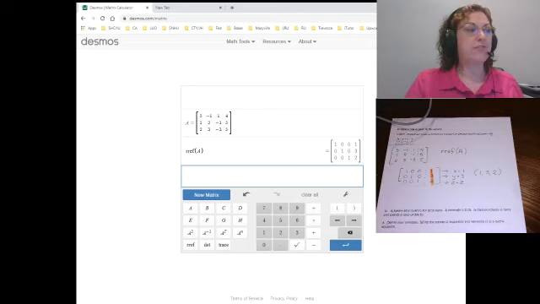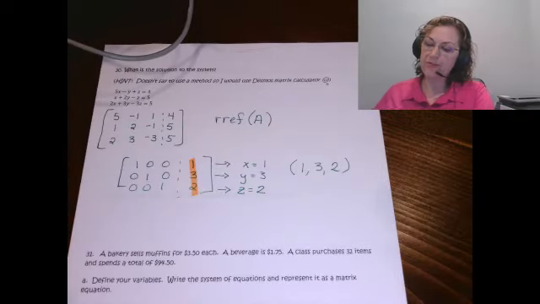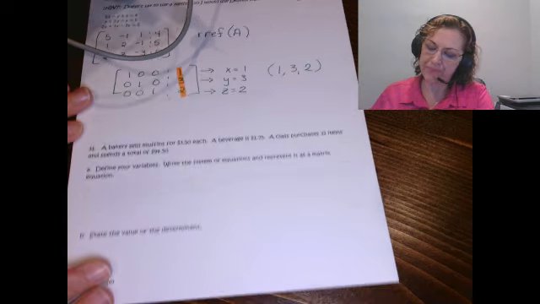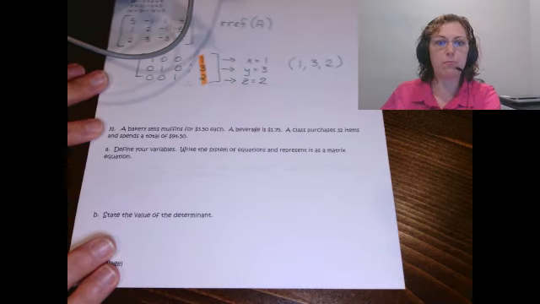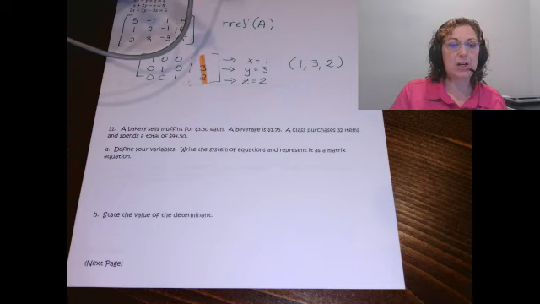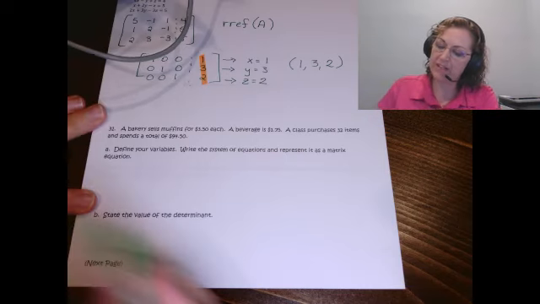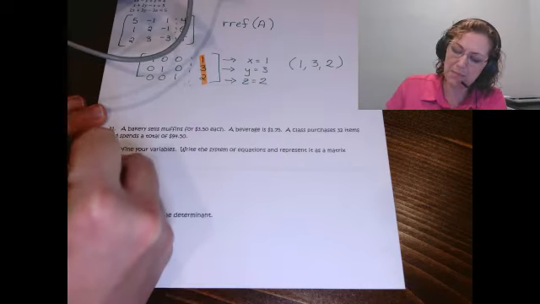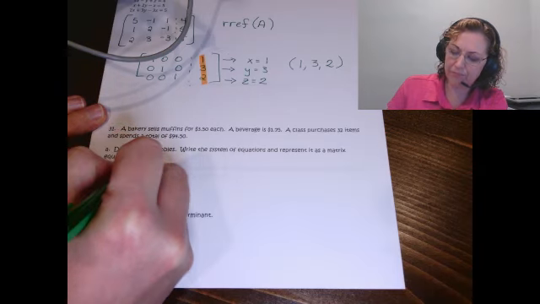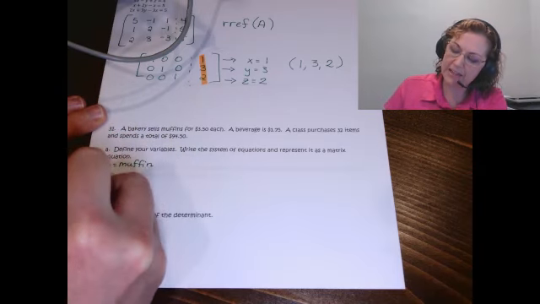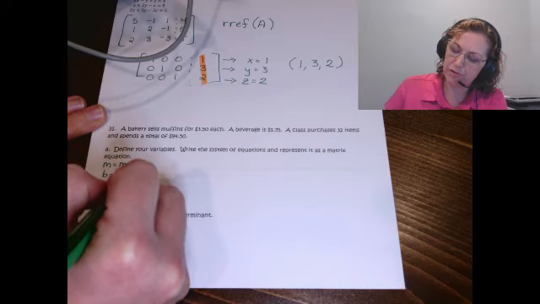All right, friends, let's switch back over to our review. We've got just a few more to go. We're told, let's look at the word problem here, number 31. A bakery sells muffins for $3.50 each, a beverage for $1.75, a class purchases 32 items, spends a total of $94.50. So let's define our variables. I'm going to do M as a muffin, and I'm going to do a B as a beverage.